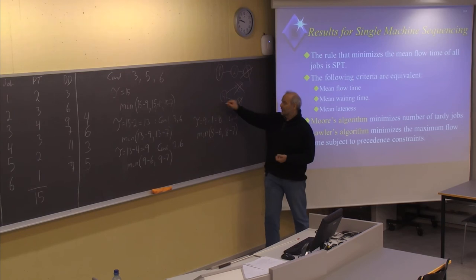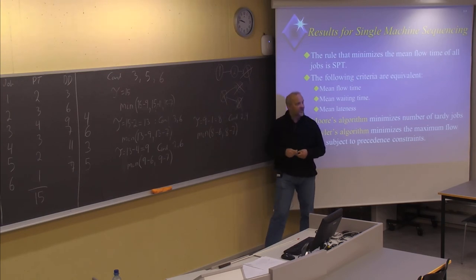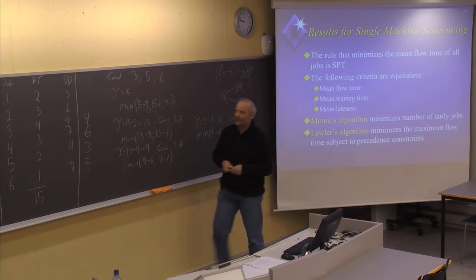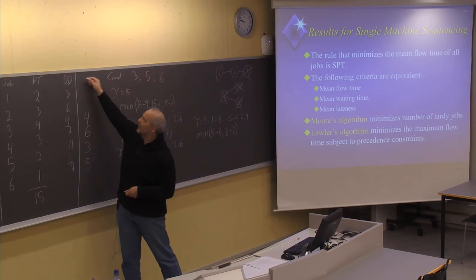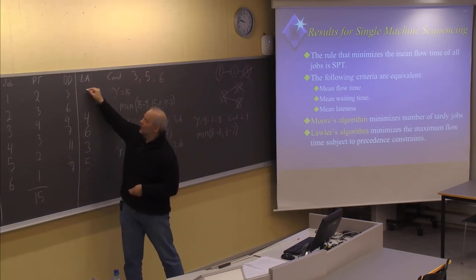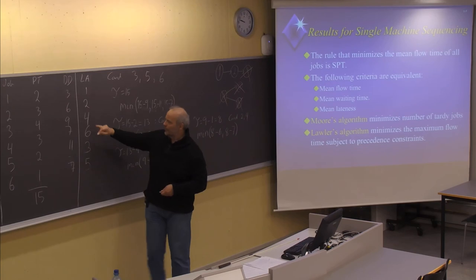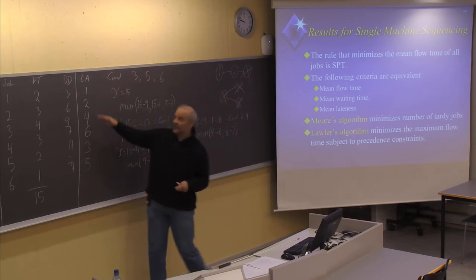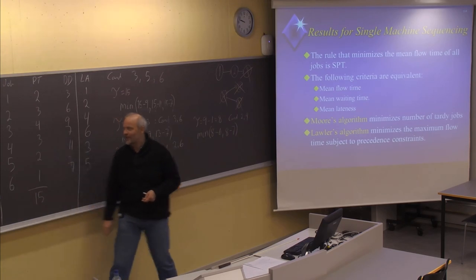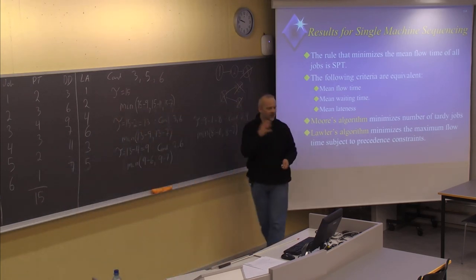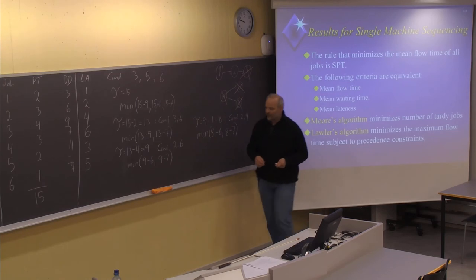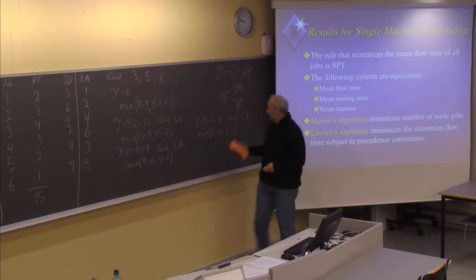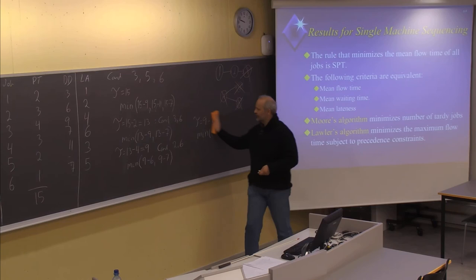Then we can cross out this one, and it should be rather easy because we have only one candidate. When we have chosen candidate 2, we have only one candidate left. So the sequence here using Lawler's algorithm will be 1, 2, 4, 6, 3, and 5, which is a different sequence than the first come, first served sequence. And we can try to look at the different measures for this sequence.